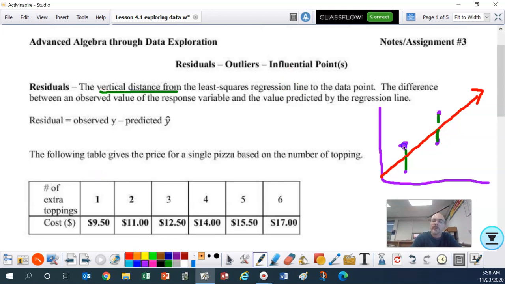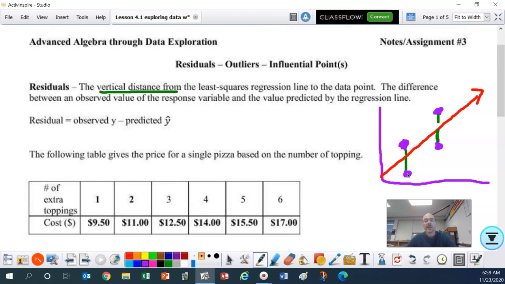Now, let me make these dots a little bit bigger. So the green line is the vertical distance. Now, obviously, if the dot is above the line, that vertical distance, that residual, is going to be positive. If the dot's below the line, that vertical distance is going to be negative. And if you think about it, positives and negatives cancel each other out. Hence, that line is going through the dots right where it's supposed to be.